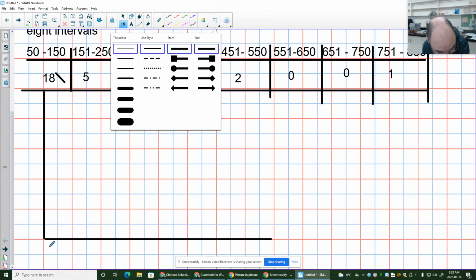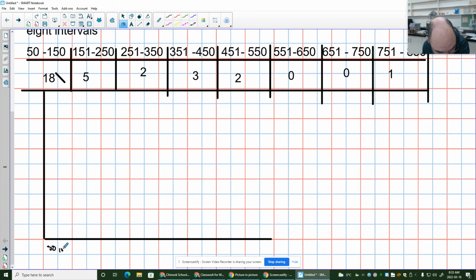Okay, so this is 50 to 150. 151 to 250. 251 to 350. 351 to 450. 451 to 550. 551 to 650. 651 to 750. 751 to 850.